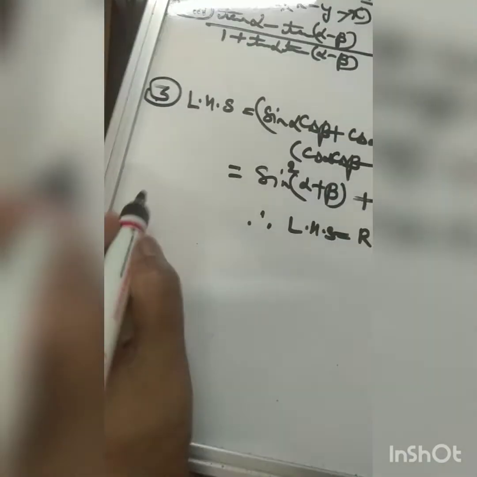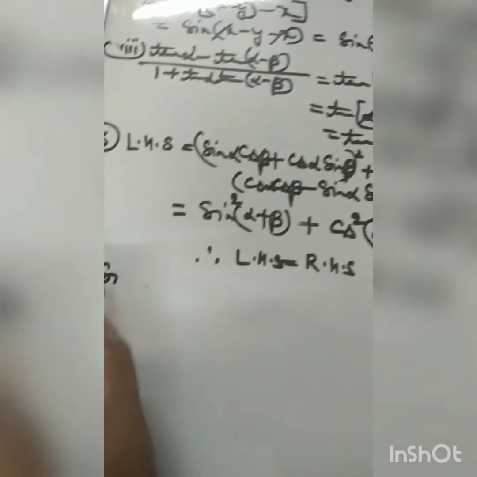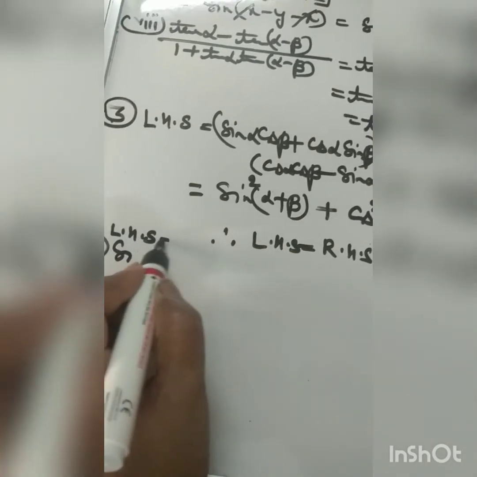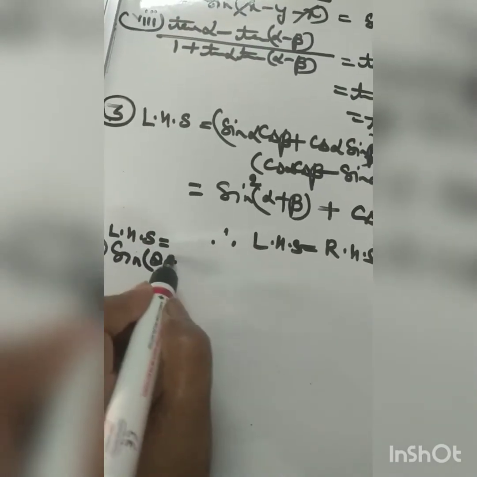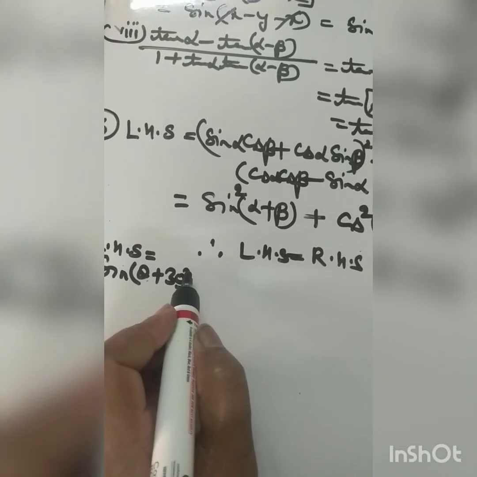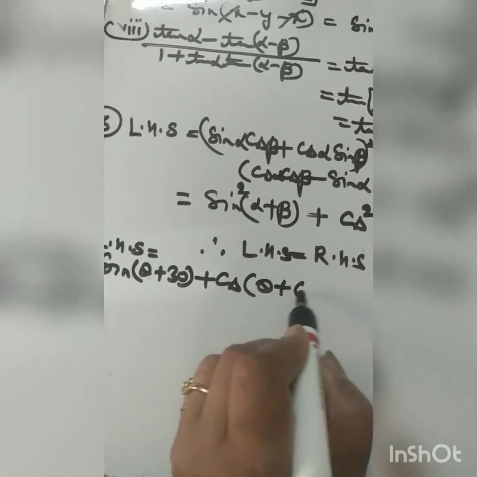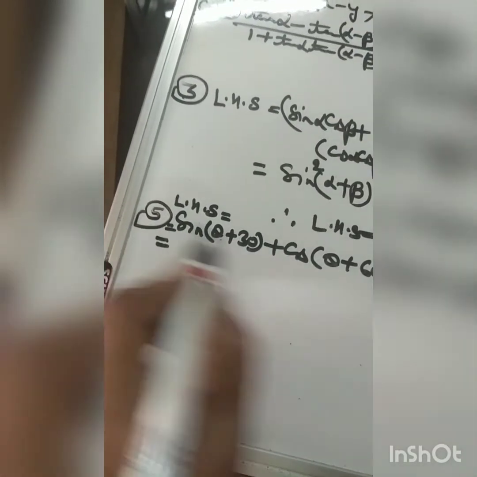Now after that I am trying to do question number 5. Question number 5 says, again I'll start with the left hand side. So the left hand side is equal to sine of theta plus 30 degree plus cos of theta plus 60 degree. Now here you have to just do the expansions and get the solution.